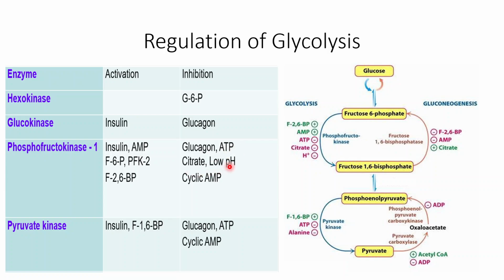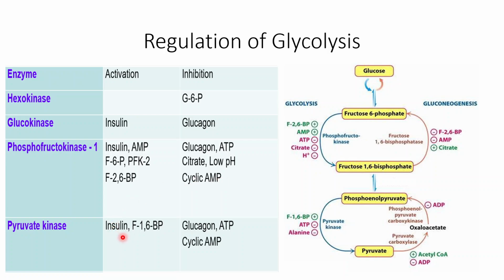Similarly, citrate and low pH also will allosterically inhibit phosphofructokinase 1. Cyclic AMP is activated by glucagon. So cyclic AMP, when it is formed, activates protein kinases which phosphorylate the enzyme and inactivate it. So this is how phosphofructokinase 1 is activated and inhibited, and it is called the rate limiting enzyme of glycolysis.